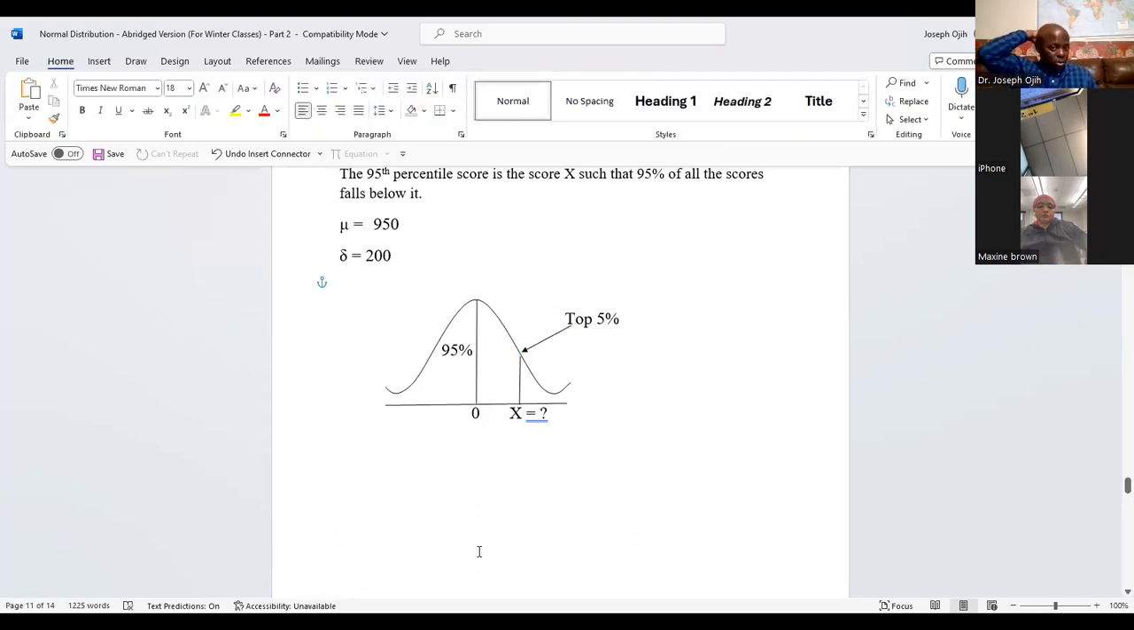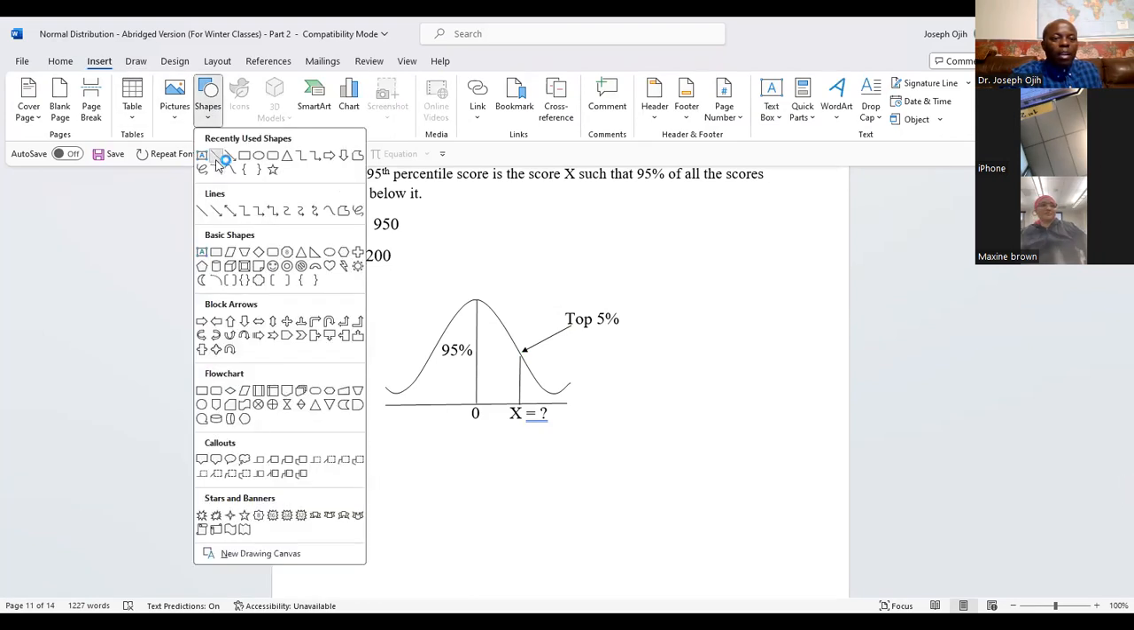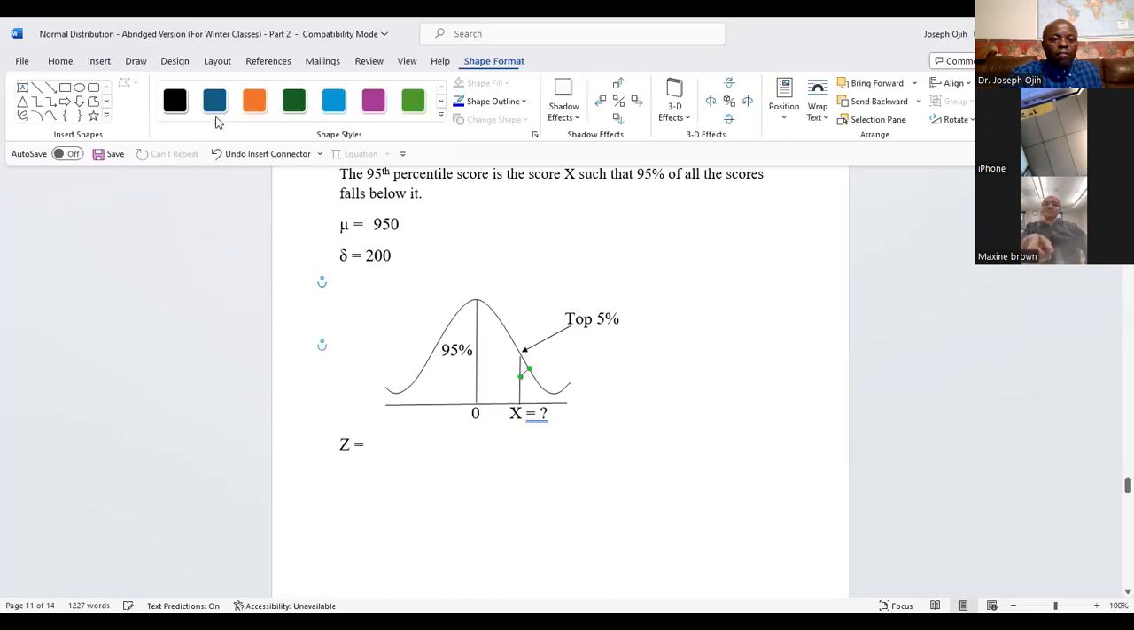Okay, so let's get that Z equals, because it's gonna be 5%, right? It's gonna be when the top 5%, diagrammatically, will be from here. So it falls on the tail side. So I'm gonna shade the tail side on the right side of here. See? So it's on the tail.